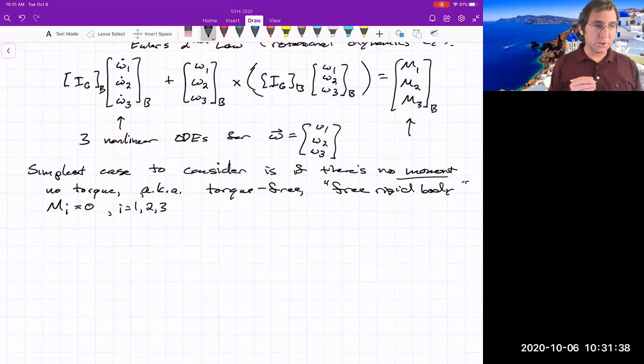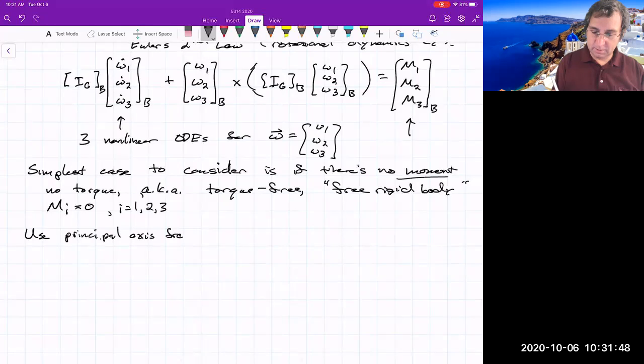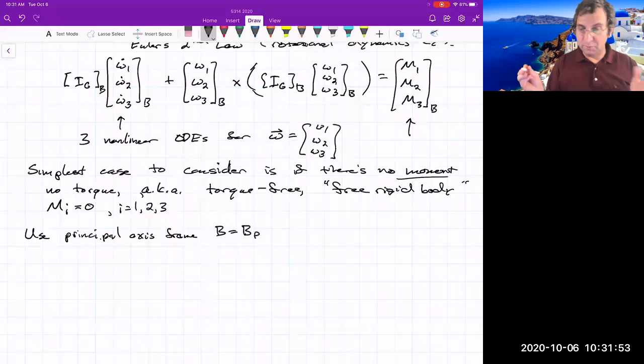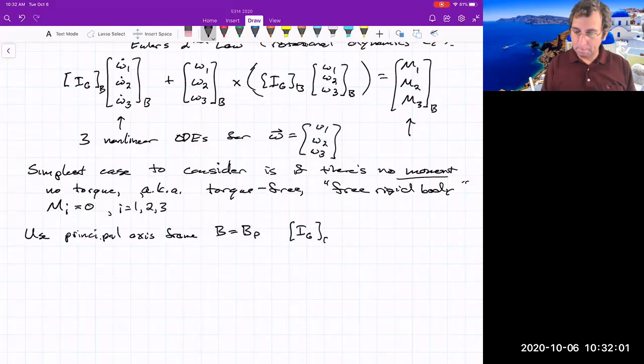But then we also want to look in a principal axis frame, if you remember what that was. If we use a principal axis frame, that means the B frame is actually a BP, principal axis. That means that the moment of inertia matrix is a diagonal matrix with diagonal entries only, and everything else is 0. So we'll call those I1, I2, and I3.